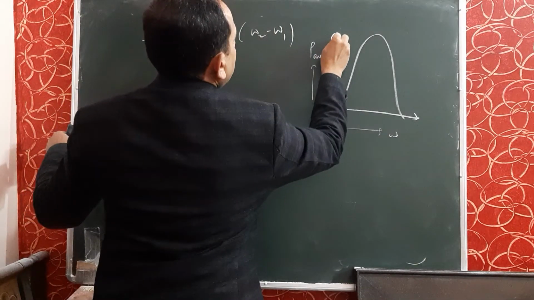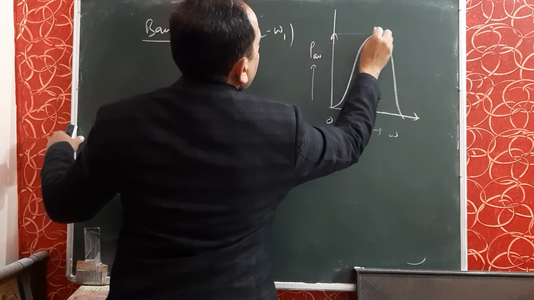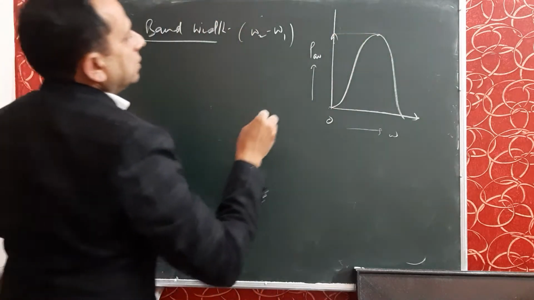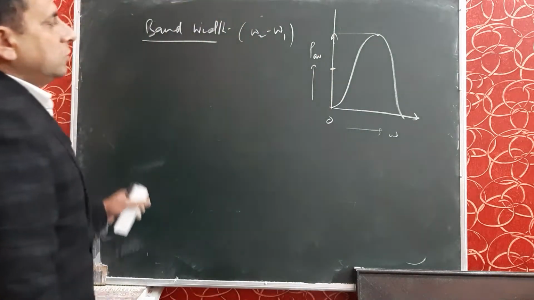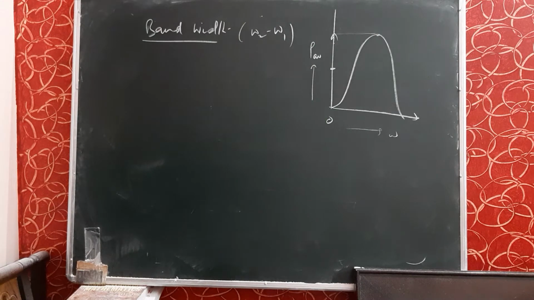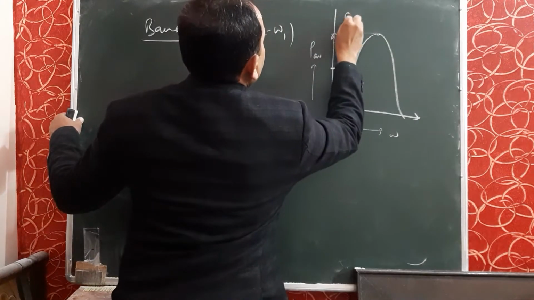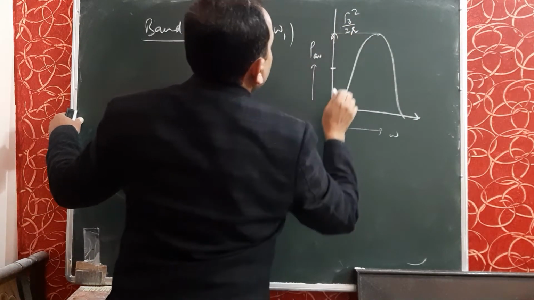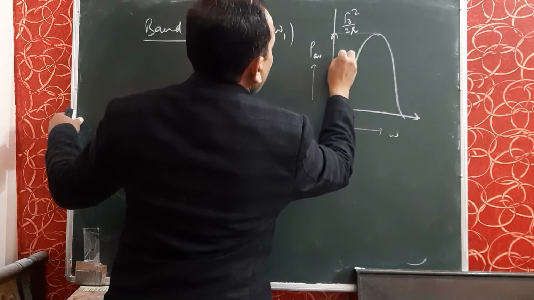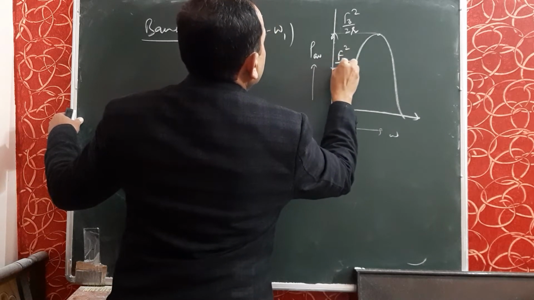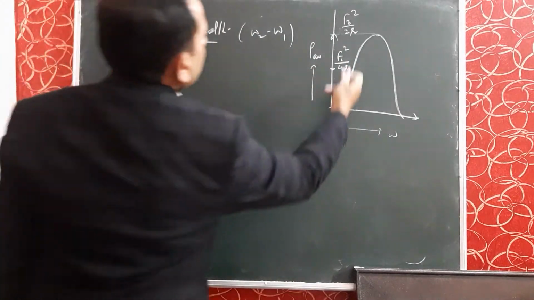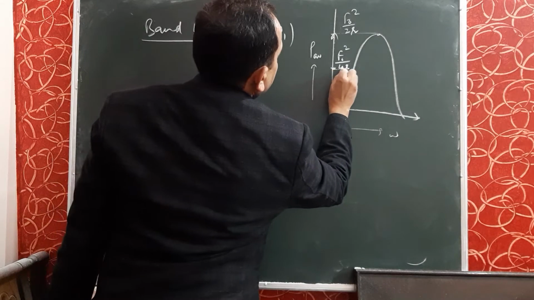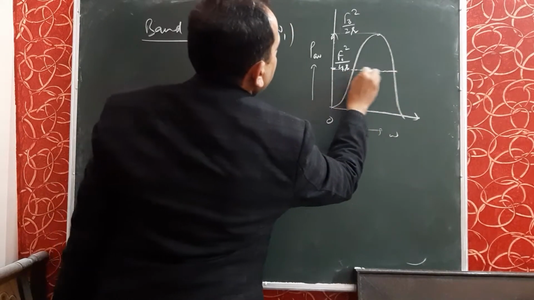This is the maximum value, and we will take the midpoint, or half, of the maximum value. You know that the maximum value is f naught square upon 2r, and at this point it is half. It is f naught square upon 4r, because we divide this term by 2, and 2 into 2r is 4r. We will draw a straight line at this half level.